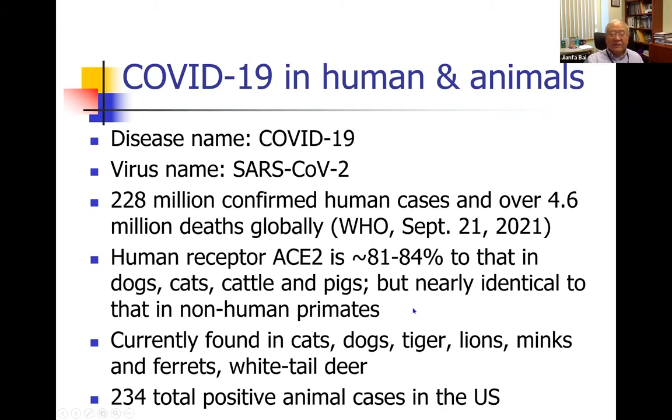So routinely, if you're dealing with dogs, cats, cattle, and pigs, it's not a major concern. There's no evidence that those animals are transmitting the disease back to humans. It's probably the other way around, so kind of humans passing the virus to animals. Currently, we have 234 total positive animal cases in the US, excluding the mink farms. Very recently, in the last couple of weeks, we got white-tailed deer infected, and it's confirmed positive.